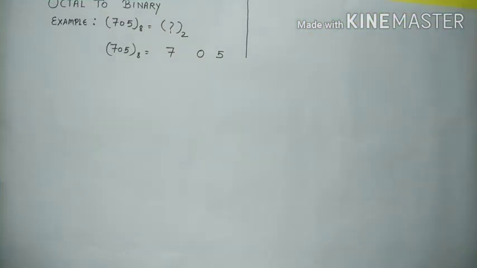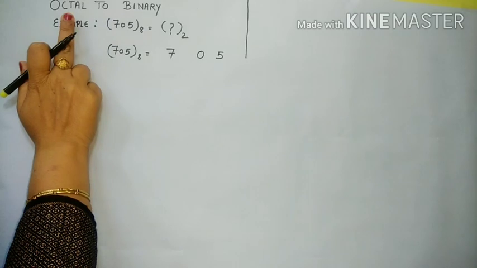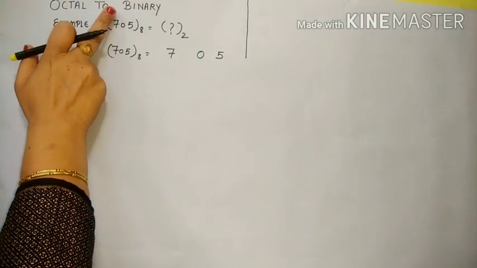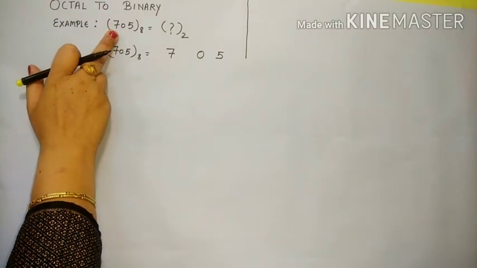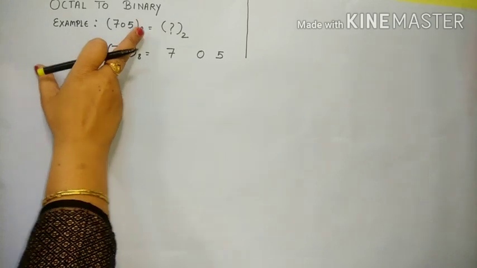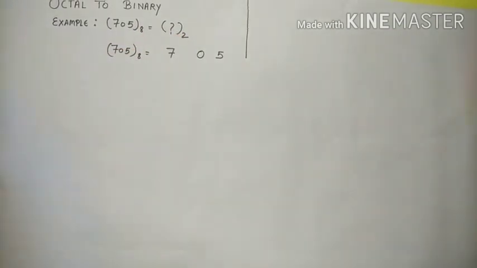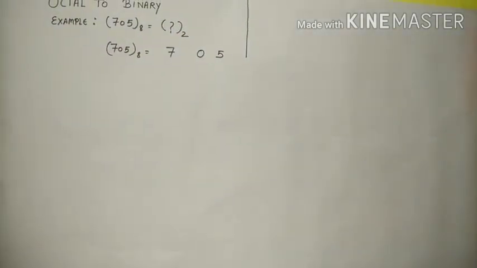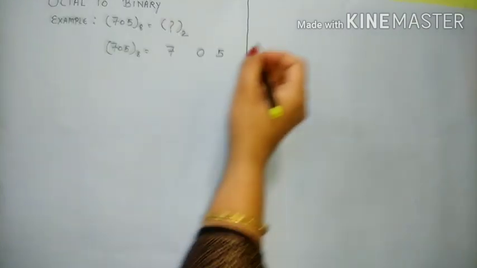Okay, let's start with the first thing that was in the presentation, octal to binary. The given example was 705, which we have to convert to binary. For converting octal to binary, I think in the last class I told one example of how you can do it in a shortcut way. So again I am repeating it.